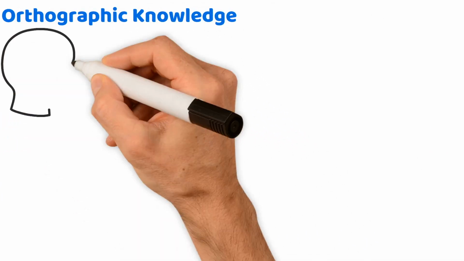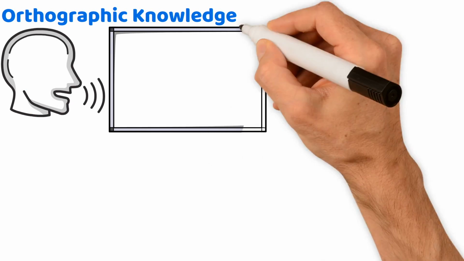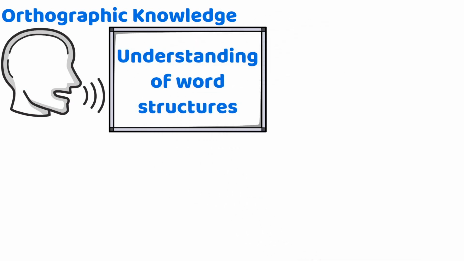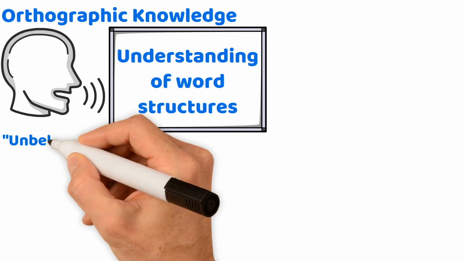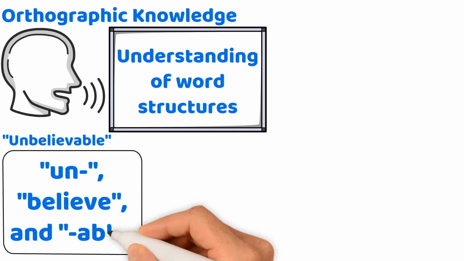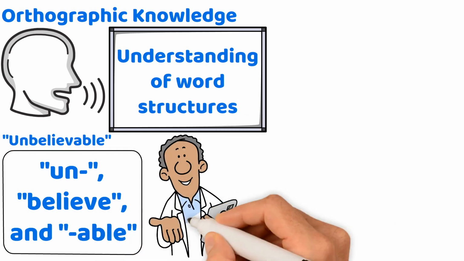All right, future educator, let's keep the momentum going. Orthographic knowledge extends beyond simple spelling. It encompasses an understanding of word structures, including prefixes, suffixes, and root words. For example, the word unbelievable breaks down into un, believe, and able. Now, how do we teach this effectively?